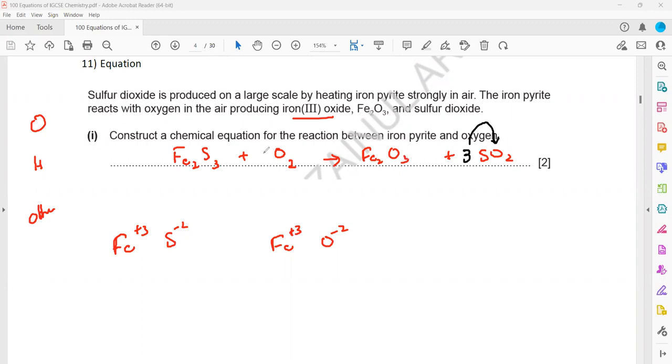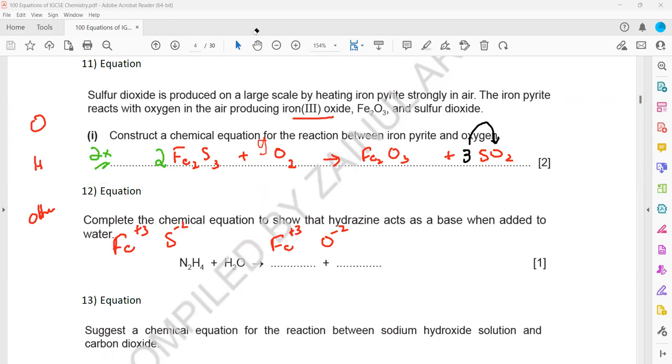How can we have 9 oxygen here? So it will be 9 by 2. If you write it as a fraction, that's fine. Or what you can do is multiply all of them by 2. So when you multiply all of them by 2, this will be 2, this will turn out to be 9, this will be 9, this will be 2, and this will be 6.